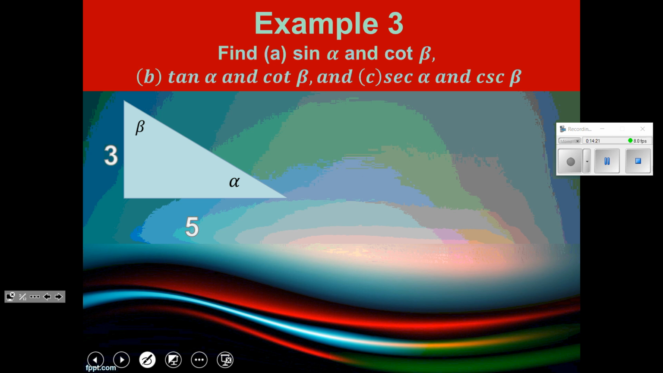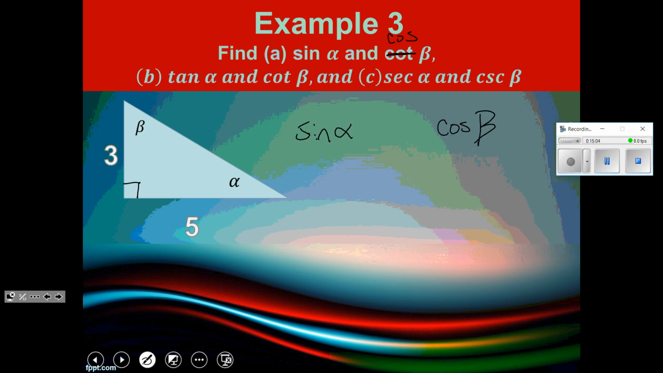So I want you to find the sine of alpha and the cotangent of beta. Then question 2 says I want you to find the tangent of alpha. Oh, I'm thinking this should say secant, sine and secant. Let me change this because we already got cotangent of beta. Let's make this a secant of beta. Sine of alpha, secant of beta. Okay? Take a minute and look at each one of those if you need it.